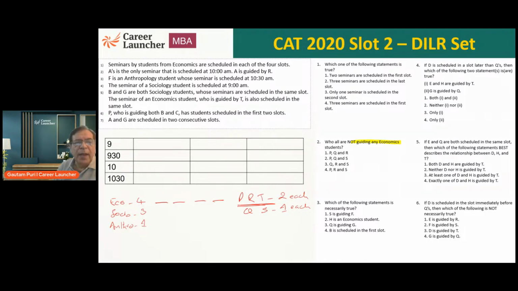That means 2 out of PRT will be from economics and 1 will be from sociology. Why? Because there are 3 sociology students. 2 of them will be guided by 1 faculty member and the third will be guided by another faculty member, and anthropology only 1. Now, that means Q and S. This particular student of sociology will be guided either by Q or S. And similarly, the anthropology student will be guided by S or Q. If the sociology single student is guided by Q, then anthropology will be guided by S.